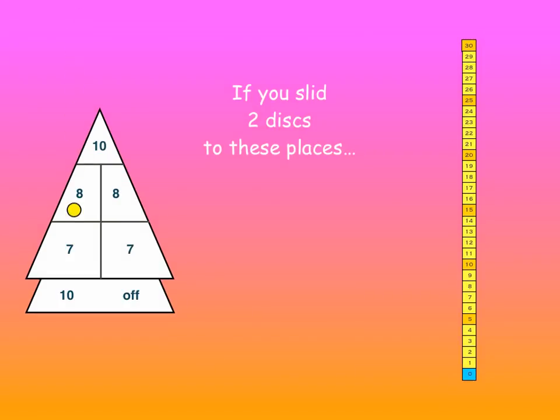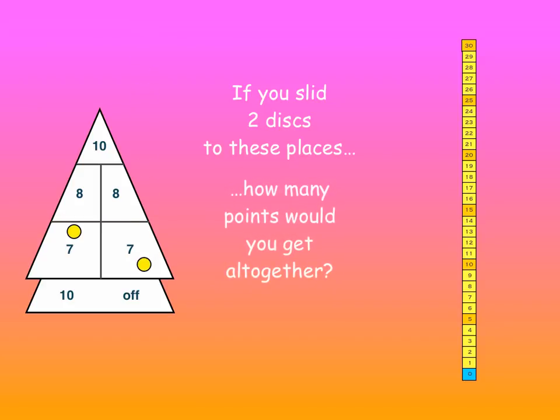If your two discs slid to these places, how many points would you get? Well, if you don't know what 7 plus 7 is, you can look at the scoreboard. It's pointing to 7 right now, and count up 1, 2, 3, 4, 5, 6, 7. 7 jumps, and you're at 14. So 7 plus 7 is 14 points.